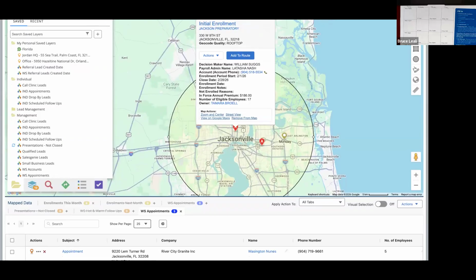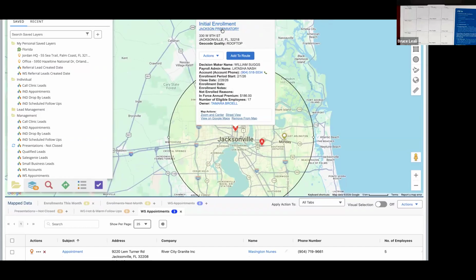Enrollment start period is 2/1 to 2/28, so I've got the entire month. Let's say I've already scheduled this out for the 24th of February, or, just to make things a little easier, let's say I've got it scheduled for the 16th of February. So I'm going to stop sharing and show you how I fill this out.